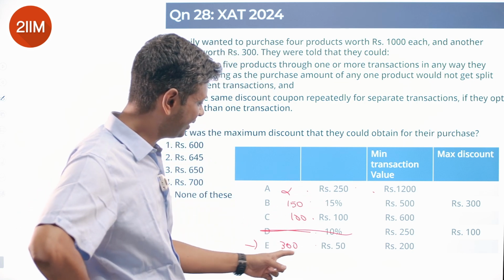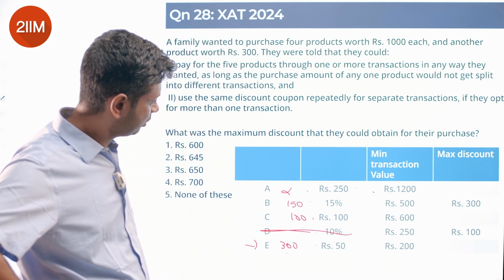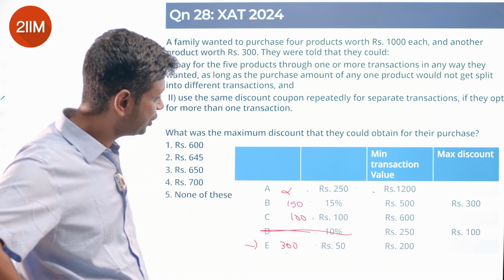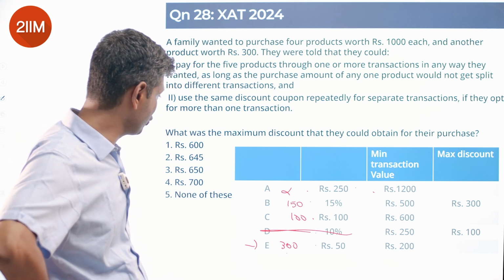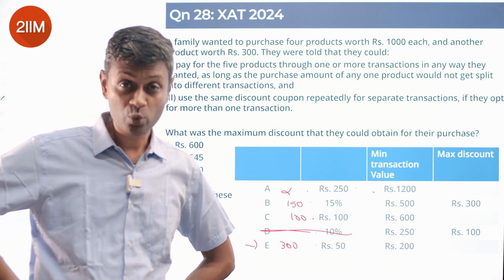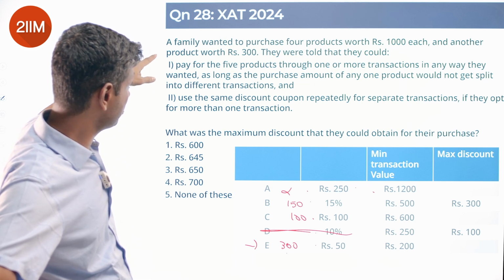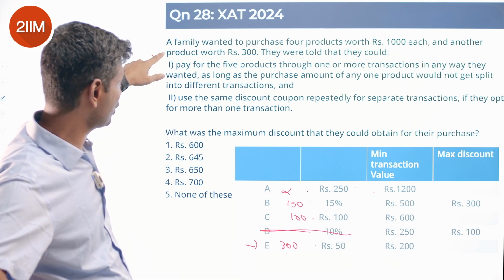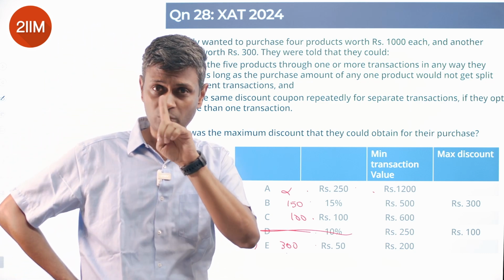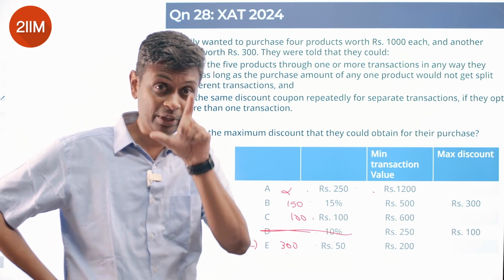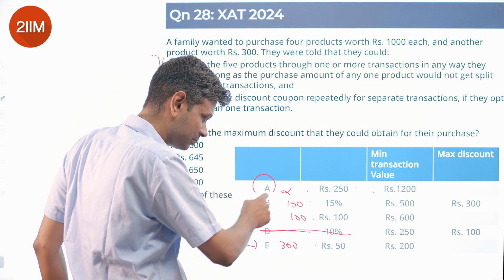For the 300 wala, get this 50 bucks. For 300, this is better. It's the best deal. 150 into 4, 600 plus 50, 650 we can go to, which is nice, except we've been told that any product would not get split through one or more transactions. We can club products. I'm buying 4 things for 1000 and 1 for 300. I want to know if I can buy a bunch of 1000 and 300 together and get this guy interested.